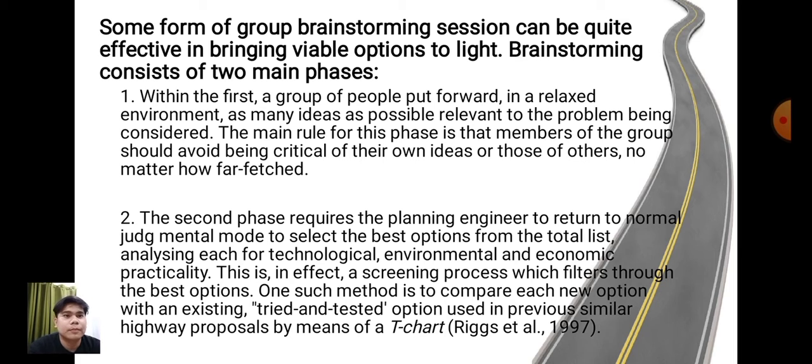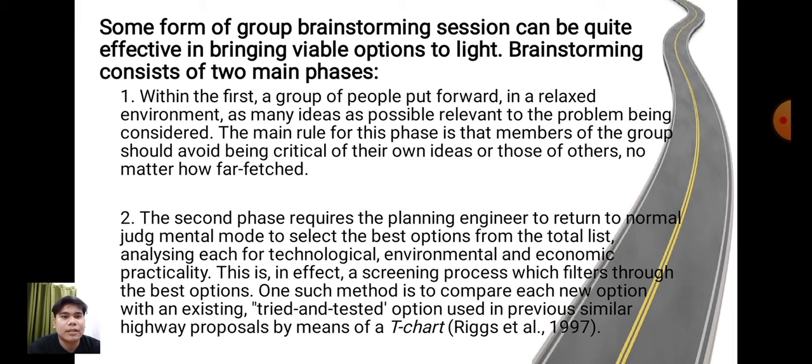Some form of group brainstorming session can be quite effective in bringing viable options to light. Brainstorming consists of two main phases. 1. Within the first, a group of people put forward in a relaxed environment as many ideas as possible relevant to the problem being considered. The main rule for this phase is a member of the group should avoid being critical of their own ideas or those of others, no matter how far-fetched.